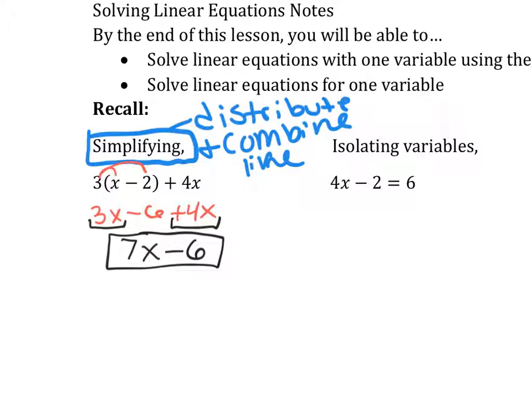Okay, do you guys have any questions on that? So simplifying is just distribute, combine like terms. Quinn, question? No. Okay. Can I get some help on that? Not right now, in a minute.